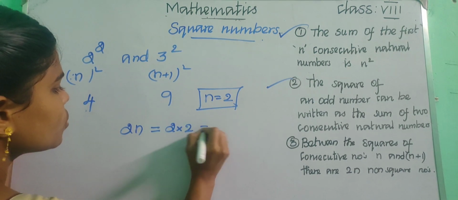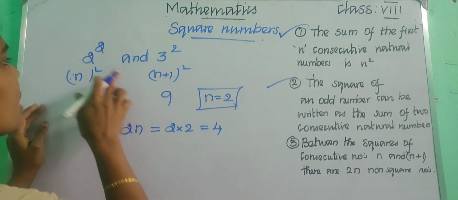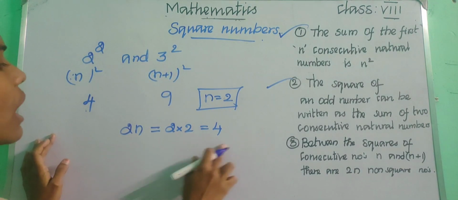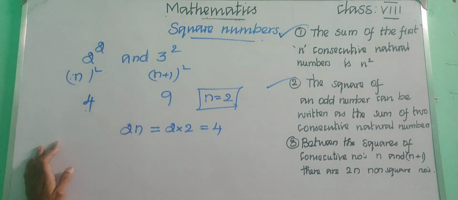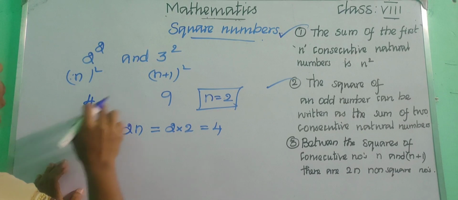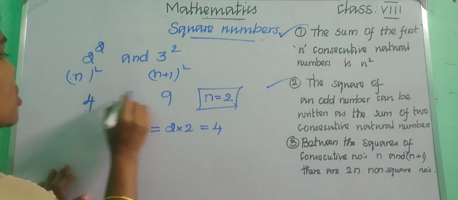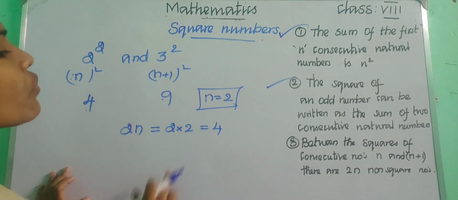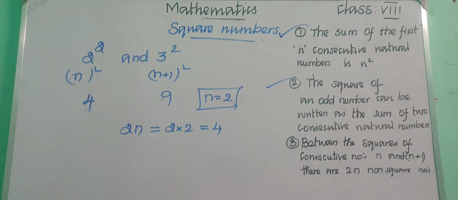2 into 2. 2 twos are 4. So in between this 2 squared and 3 squared, we have 4 non-square numbers. Okay, children, 2 twos are 4 and 3 threes are 9. In between 4 and 9, we have 4 non-square numbers. Is it clear, children? Let us see another example.